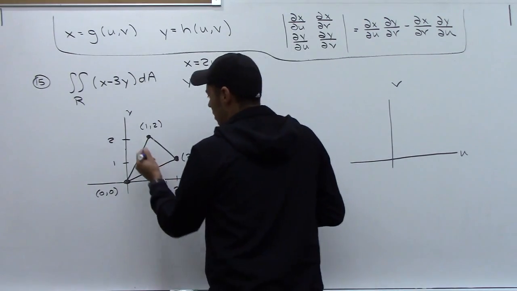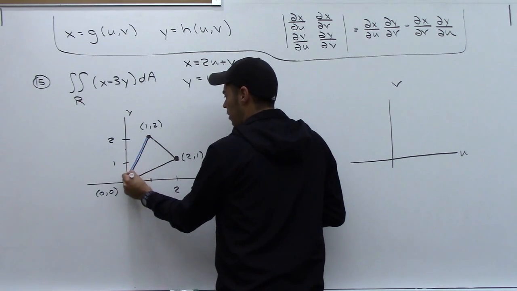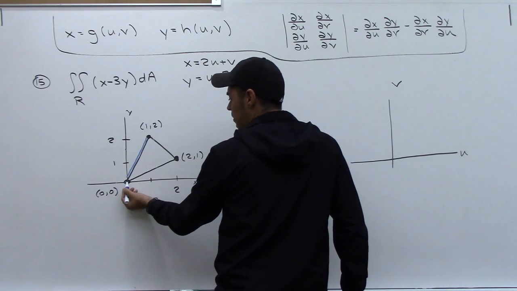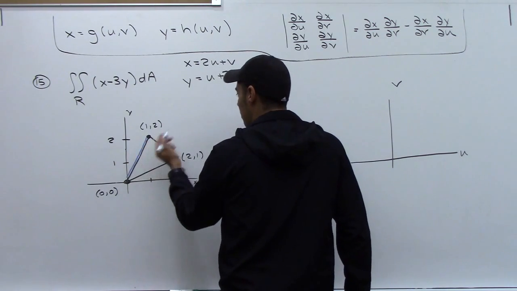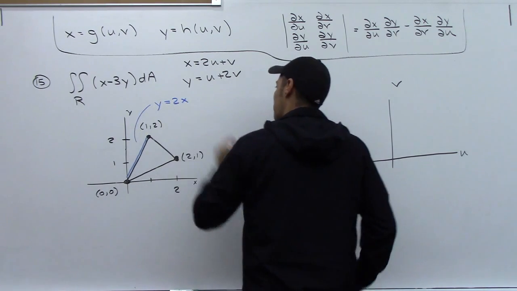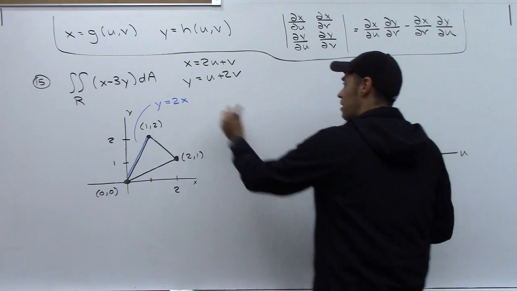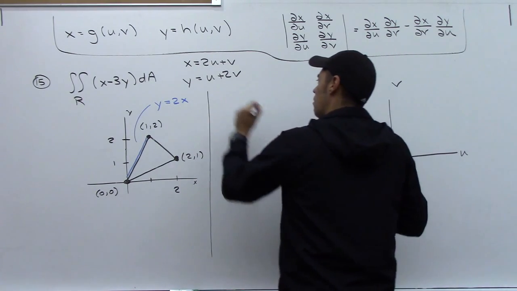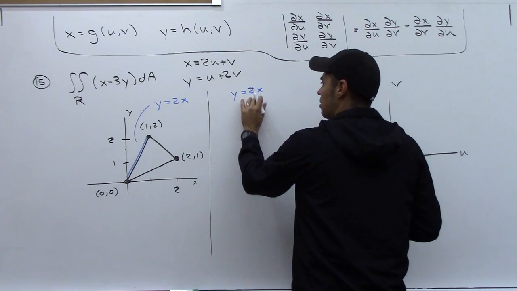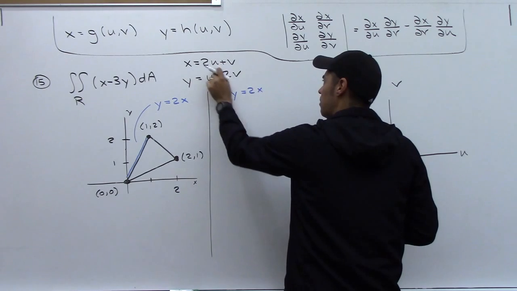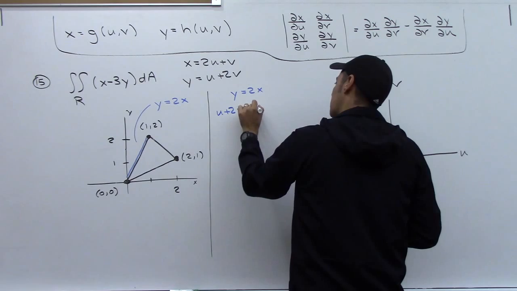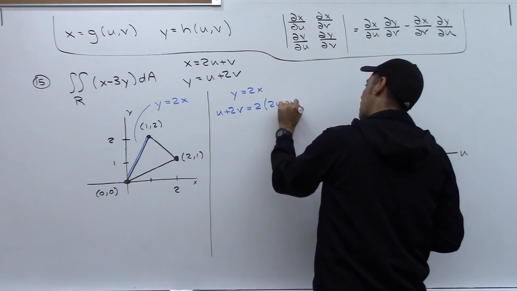what does this line become in this transformation over to here? So let's find the equation of that line. It has a y-intercept of 0, has a slope of 2 over 1. So this should have the equation y equals 2x. So what I'm going to do is take that information, y equals 2x, and rewrite this equation, replacing y with my substitution, replacing x with my substitution. So the left side is y, which is u plus 2v, must be equal to 2 times x. x is 2u plus v.